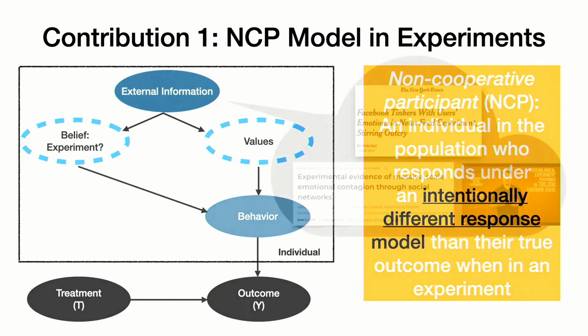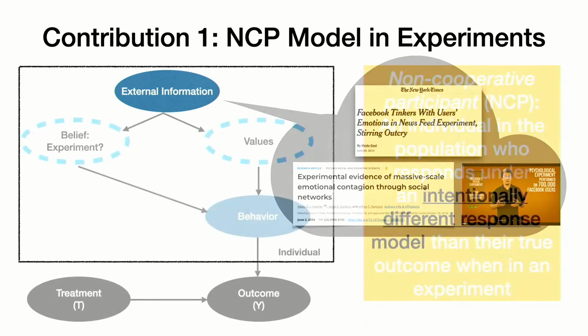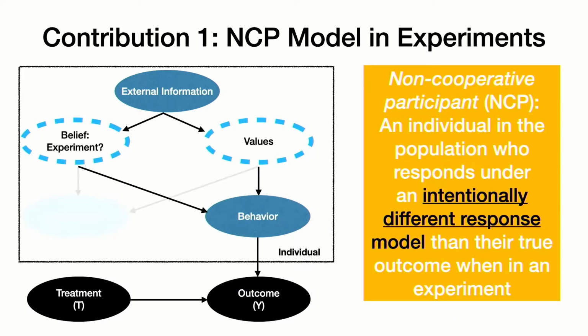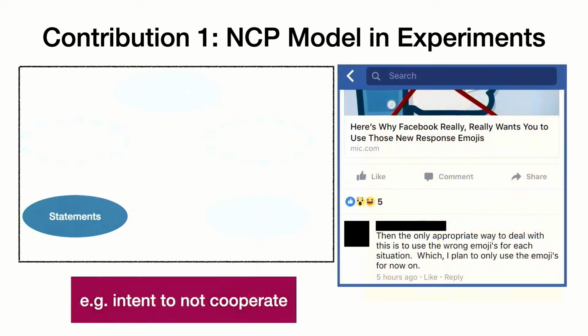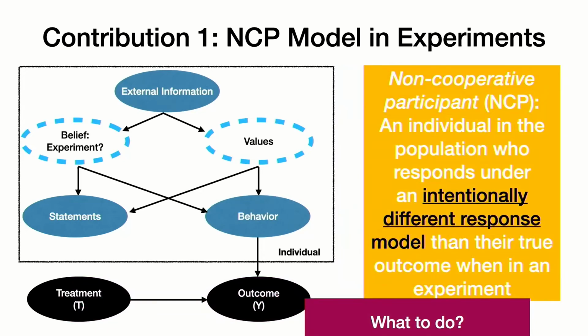For example, knowledge of news articles or research on the use of experimentation on platforms. And so the user or the participant may also provide statements that imply their intent to not cooperate. For example, this user on Facebook. So what do we do about all this?